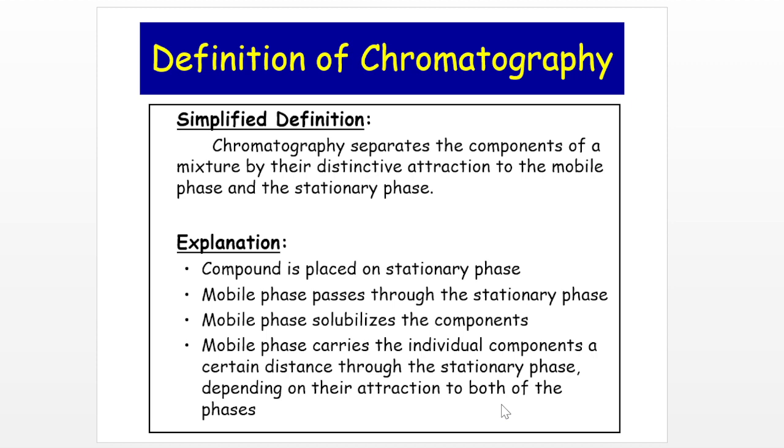A simplified definition of chromatography is: chromatography separates the components of a mixture by their distinctive attraction to the mobile phase and the stationary phase. If we look at the explanation, a compound to be separated is placed on the stationary phase. The mobile phase passes through the stationary phase. The mobile phase solubilizes the components, and is usually a solvent. The mobile phase carries the individual components a certain distance through the stationary phase depending on the attraction of both the phases.